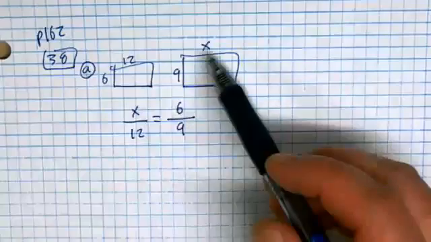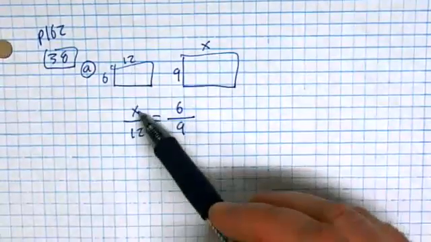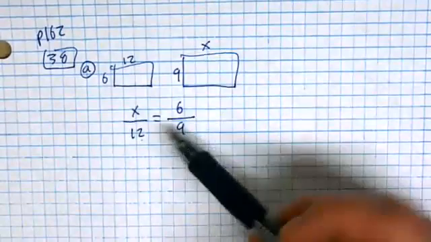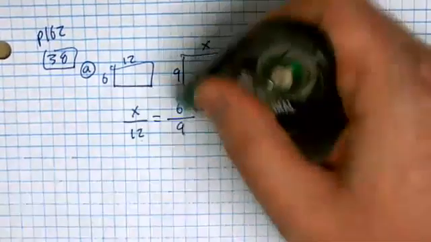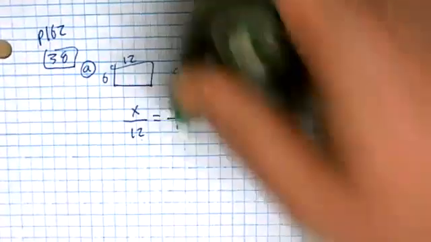Double checking. X and 12 match, 6 and 9 match. X is bigger, 12 is smaller. 6. Oh, that's no good. So now they got those flipped.